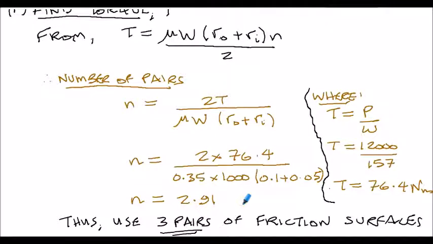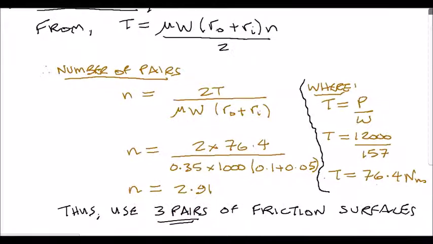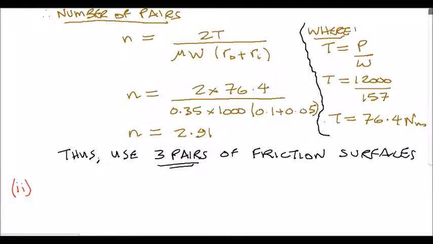However, in practice, we can't use 2.91 pairs of friction surfaces. We need to round that up to 3 pairs of friction surfaces. And the final part of the question just wants us to find the actual force. So 1,000 newtons, we need 2.91 friction pairs, but of course we're going to use 3. So we need slightly less actual force, so we can calculate what that is going to be by just factoring down the 1,000 by the ratio of the friction pairs.